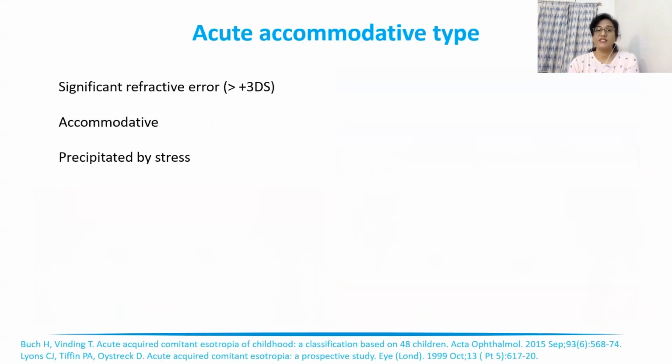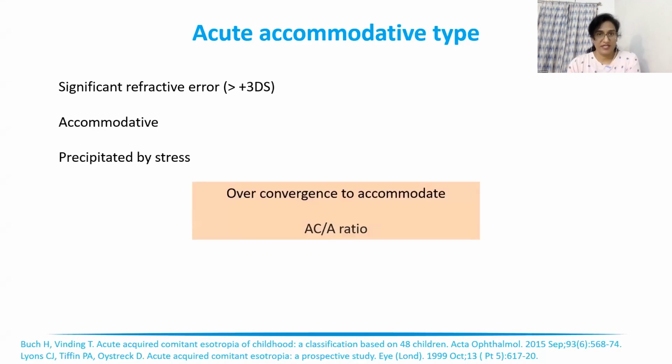Now, this condition is an additional condition known as acute accommodative type of esotropia. This is different from type 2 because here there is significant refractive error of at least more than +3 diopters. There is an accommodative component that is present, but again, this condition presents quite acutely, mainly because of maybe poor fusional divergence, maybe because of increased stress. These are the factors that have been stipulated for this.